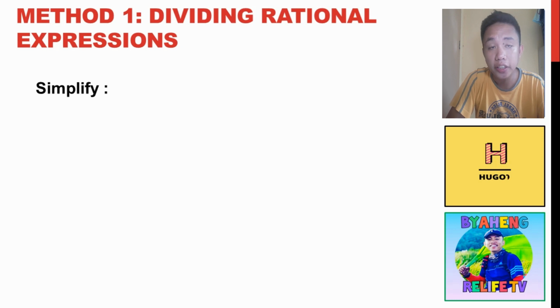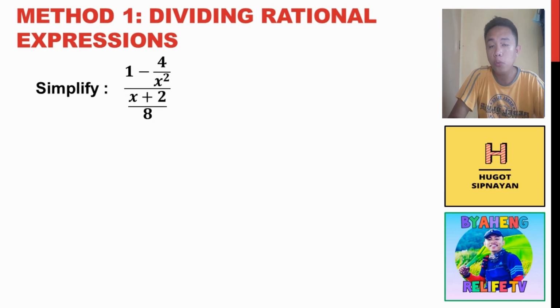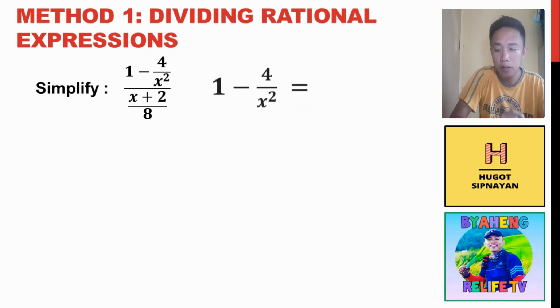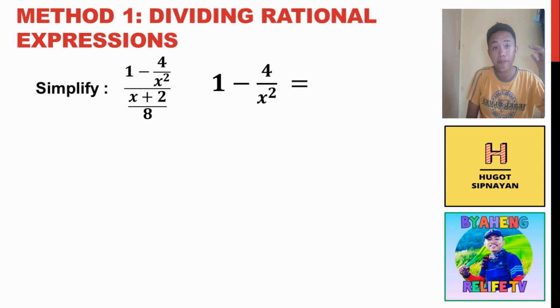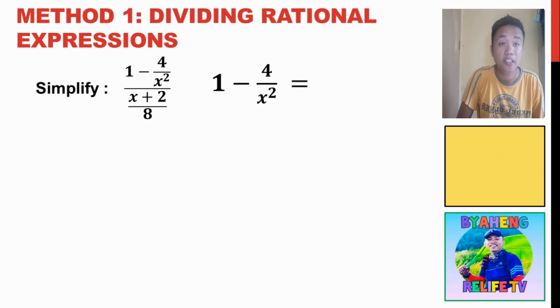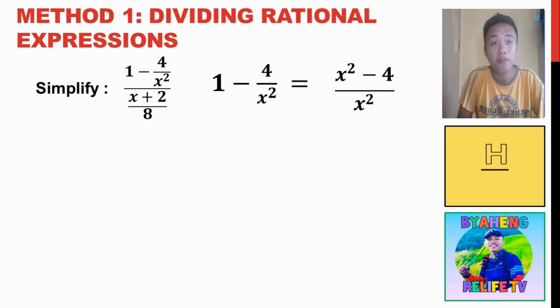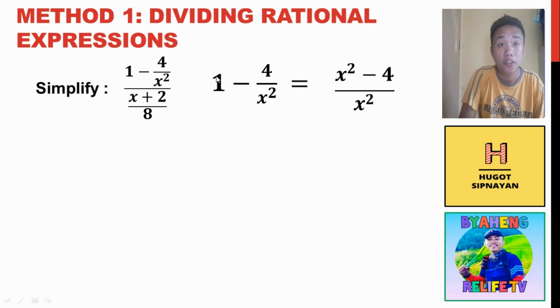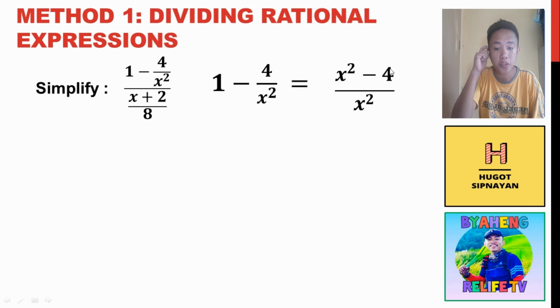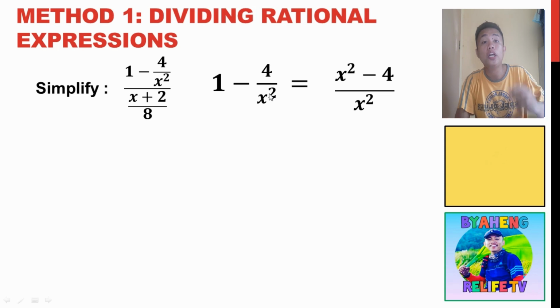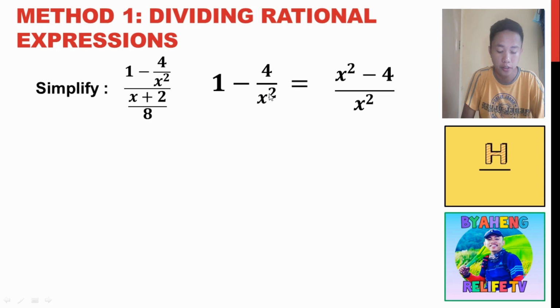Now, for our third example for the first method, we have 1 minus 4 over x squared, all over x plus 2 all over 8. Ang numerator lamang ang ating i-simplify since siya yung wala sa single fraction form. Ang ating LCD ay x squared, divided by the denominator 1, which is 1, becomes x squared times 1 is x squared. That's why we have an x squared here. We just copy negative 4 since its denominator is x squared. Ngayon, meron tayong single fraction na x squared minus 4 all over x squared.